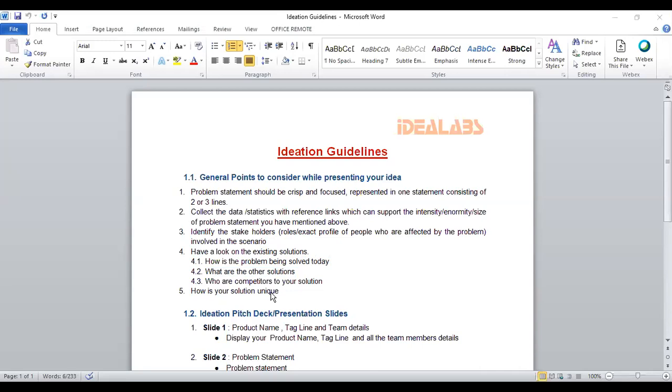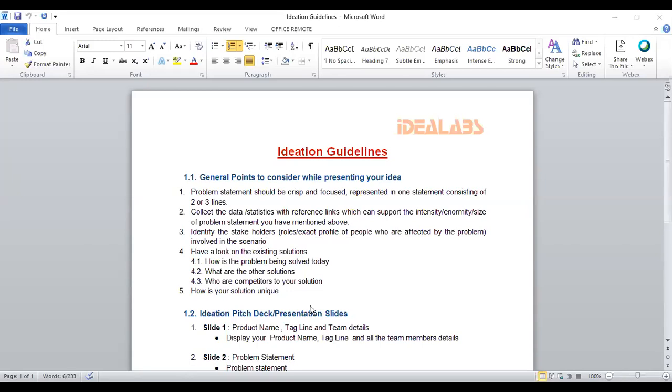And be honest about it. Don't try to hide the advantages or good points about other solutions, and don't try to hype about your solution, because anyone who's going to see your presentation, listen to your solution, or look at your solution, will be able to make out the difference. So the first and foremost thing is to have the common sense and honesty to say what is good in your solution and what is not good in your solution, or what is good in your solution and what is also good in other solutions.